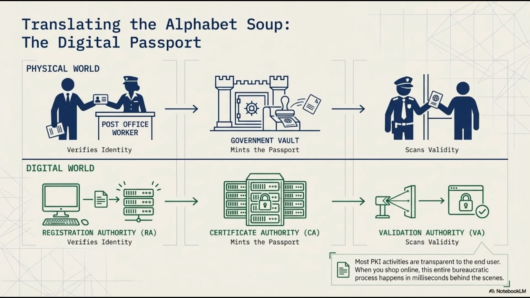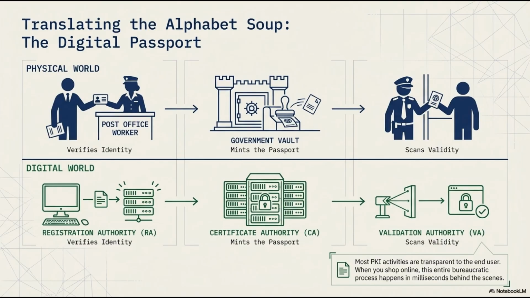Okay, and then we have the CA, the Certificate Authority. So in our physical analogy, this is the secure government vault. Yeah, because the post office worker doesn't print your passport right there at the counter. Right, that'd be chaos. They send your verified application up to the government vault, and the vault actually mints the physical passport. So digitally, the CA is the secure entity that mints the digital certificate.